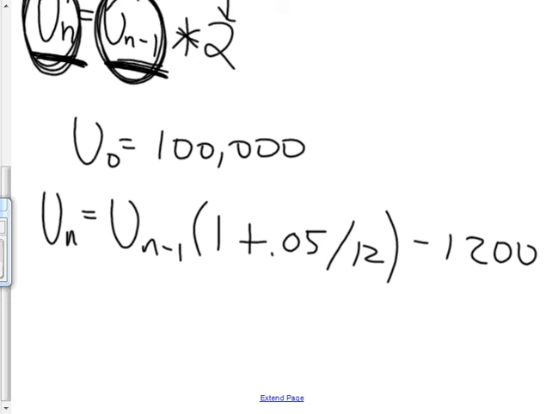Yes? Yes, but it's called something in the context of a loan. We wouldn't call it that. We'd call it the something something. The interest rate. That's the interest rate. Why is there a divide by 12 in there? Yes? It's per month. And the last thing is that 1200.